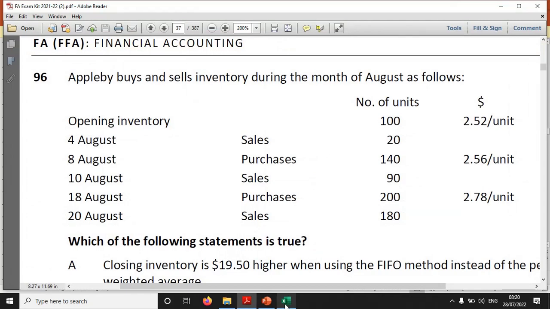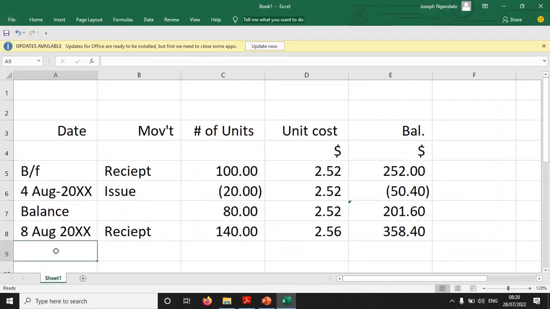There was an issue of how many units? 90 units. So on which date? 20 what?